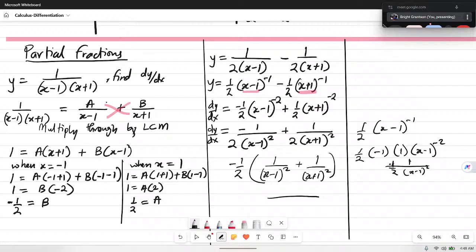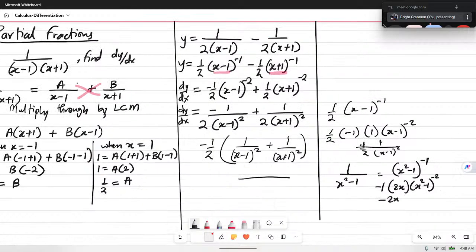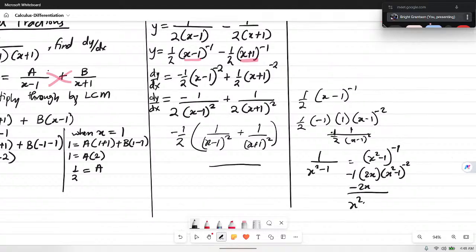Unless maybe they didn't use partial fractions. They are just using difference of two squares right from the beginning, 1 over x squared minus 1. And it eventually becomes x squared minus 1 to the power of negative 1. When you differentiate, you get negative 1, 2x times x squared minus 1 to the power negative 2. This gives you negative 2x over x squared minus 1 squared, right?